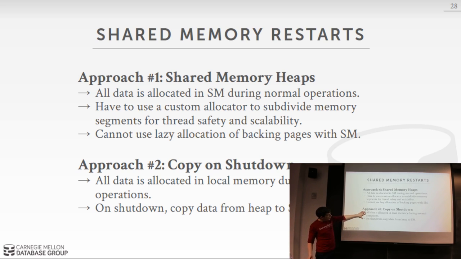What they said, instead of doing it on the fly for your shared memory heaps, is that when the system is going to shut down, again, we're doing software updates, so we know we're going to restart the system. It's a cordial process. We tell the system, hey, we're shutting down. So when this happens, they copy all the contents of the heap for the database out of local memory into shared memory. And then when we restart, we know how to come back and find that data and bring it back in, right?